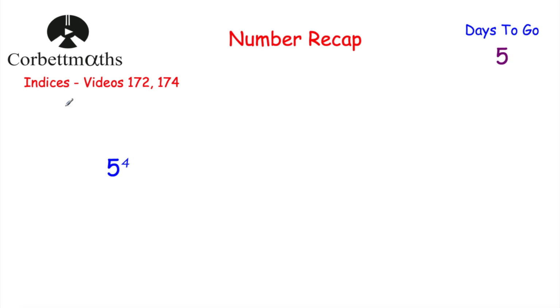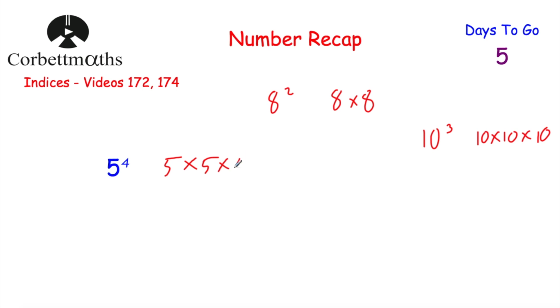Our next topic is indices. So in terms of indices, remember we've looked at squared. So if we've got 8 squared, that means 8 multiplied by 8. We looked at cubed. 10 cubed was 10 multiplied by 10 multiplied by 10. So if we've got 5 to the power 4, that means 5 multiplied by 5 multiplied by 5 multiplied by 5. And that'd be equal to 5 times 5 is 25, times 5 is 125, times 5 is equal to 625. Also, it's important to know where the power button is on your calculator.